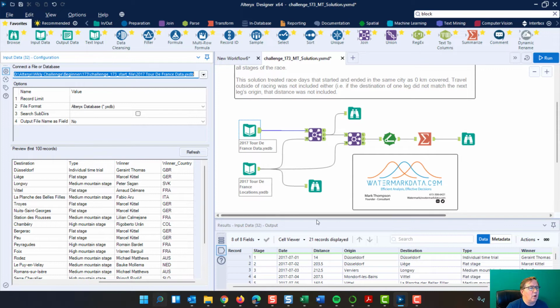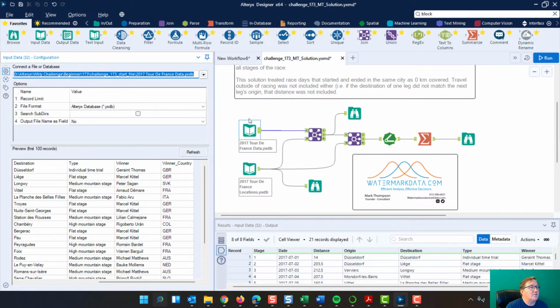So what do we want to know? We want to know the distance between start point and end point. We're also ignoring if the overnight, if it ends in one city and it starts in another. We're not concerned with that. What we're concerned with is how far have the racers gone during the day.